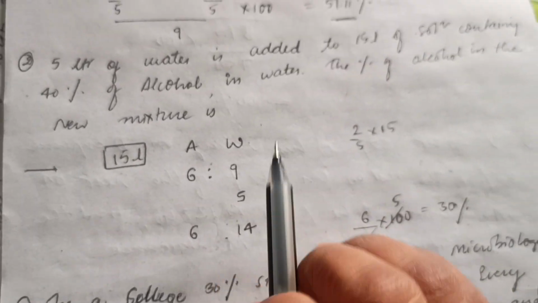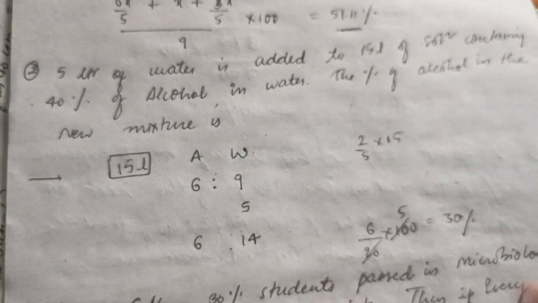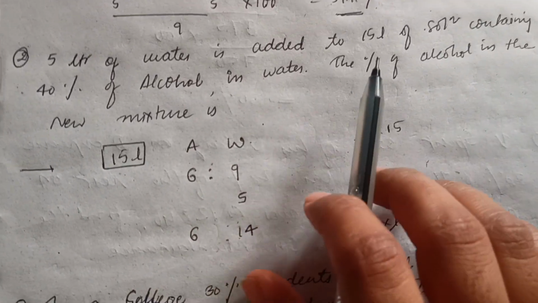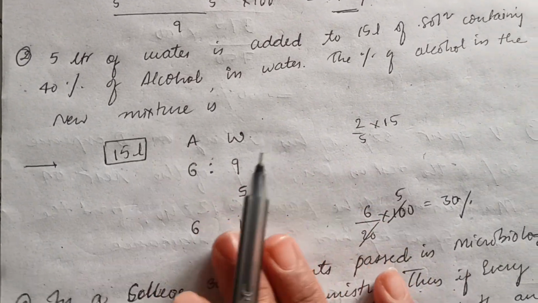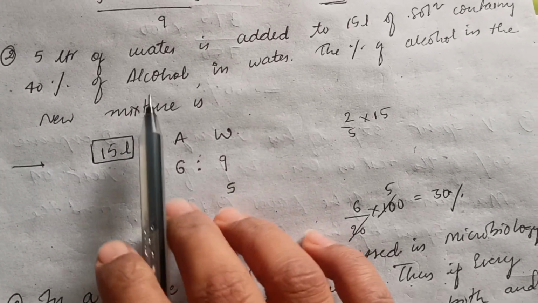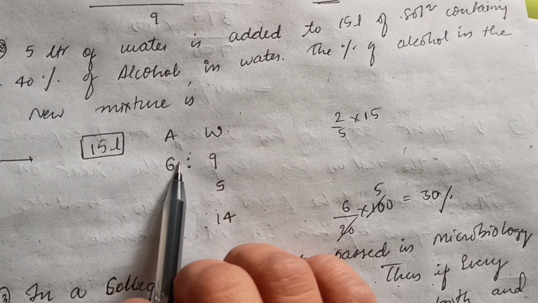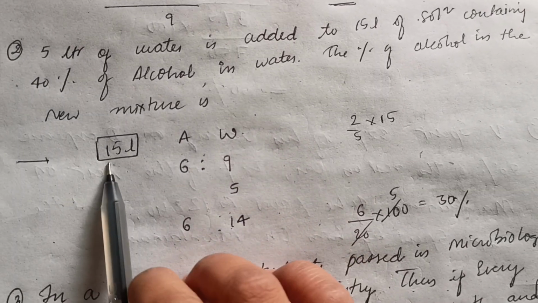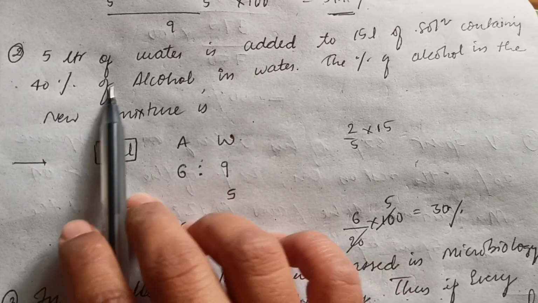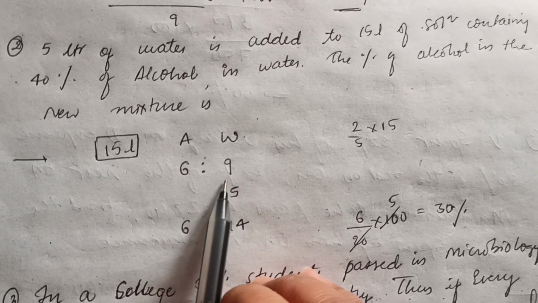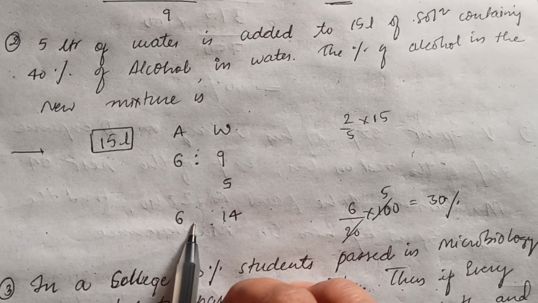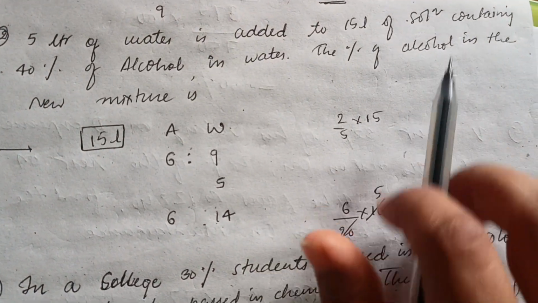So next question. 5 liters of water is added to the 15 liters of solution containing 40% alcohol in the water. The percentage of alcohol in the new mixture is? So initially we know that there is 15 liters of the solution. In that we can see 40% alcohol, that means 2/5 of the 15. Okay, so that is 6 and 9, and we are going to add an additional 5 liters of water to the mixture. So if I add this I will get 20, but the alcohol remains the same, and we have to calculate the percentage of alcohol in the new mixture.